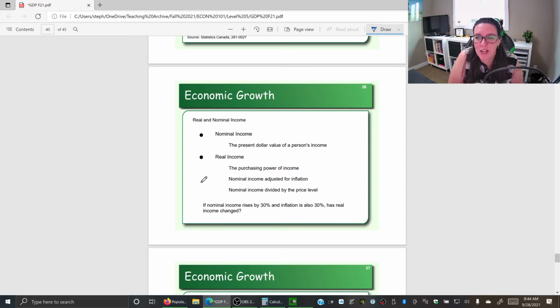And real income, we're adjusting for inflation so that we can really look at purchasing power, what you can get for your money. The idea here is that if nominal income went up by 30% and inflation, prices went up 30%, what has happened to your buying power, to your real income? Are you better off? Are you worse off? Well, if income went up 30% and inflation went up 30%, your buying power, your real income, has not changed. You can't get any more than before. You can't get any less than before.